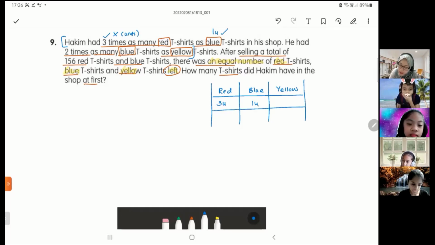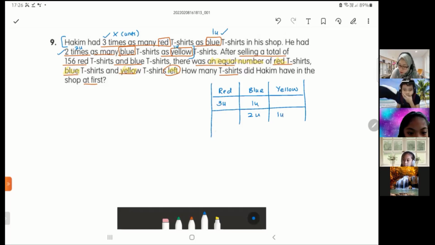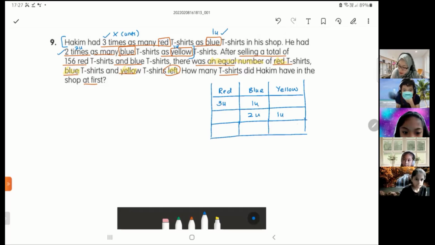Okay, now second sentence. He had 2 times. So 2 times means 2 units of blue. Never say anything about yellow, so yellow will be 1 unit. Okay, then I extend the lines like that. I have one last column below there, right? So you can see I put it, or tabulated it, into a table already.